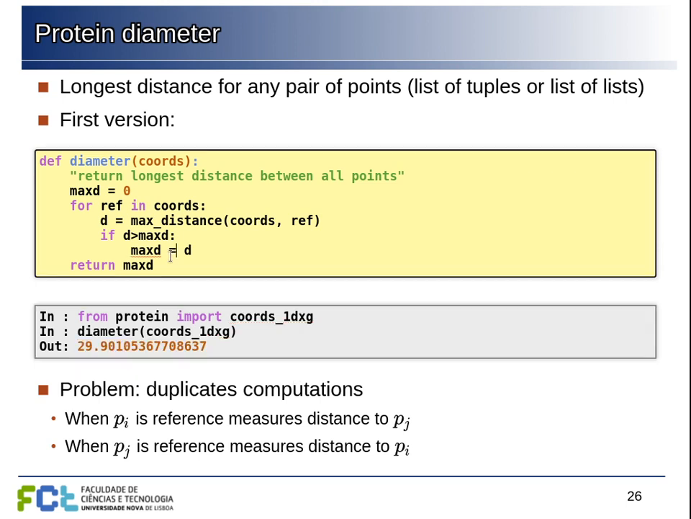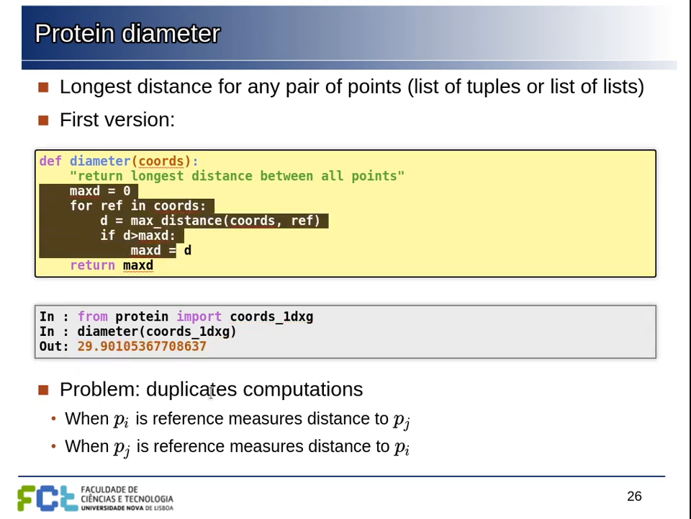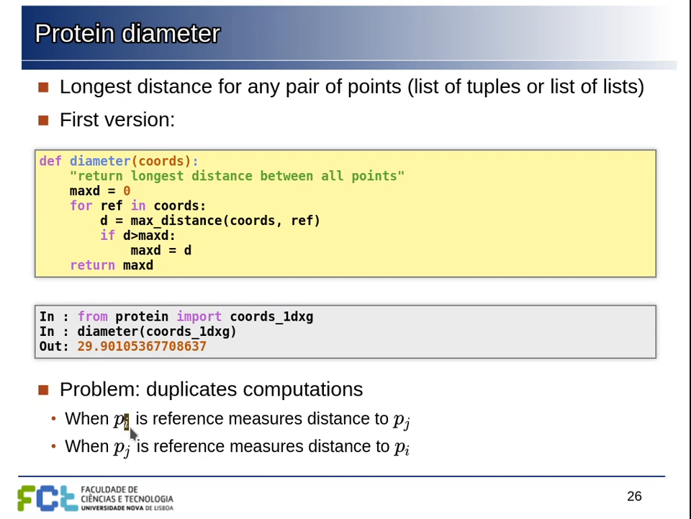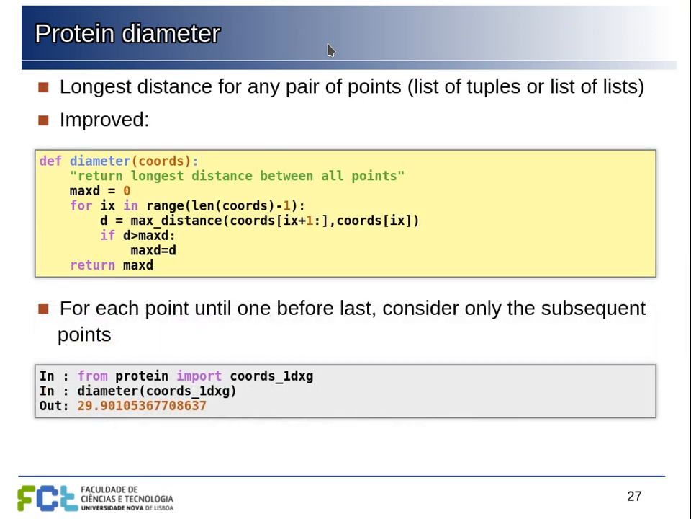But the problem with this implementation here is that it duplicates computations. So when we use point I as the reference, we are measuring distances to all the other points, including point J. And then when we use point J as a reference, we measure distances to all other points, and this includes point I too. So we are measuring the same distance in both ways, and we are doing twice the computations necessary. So we can improve this a bit.